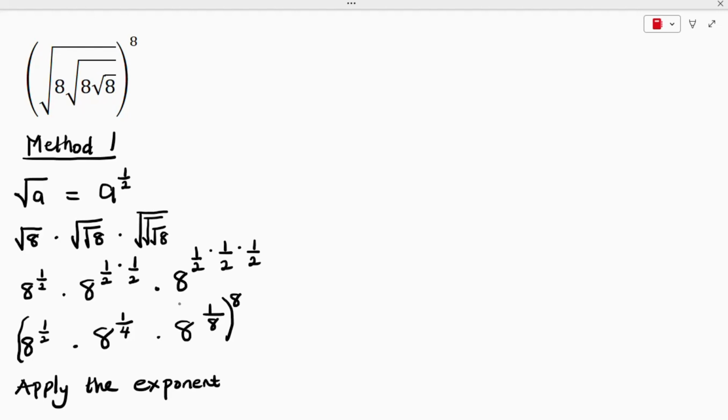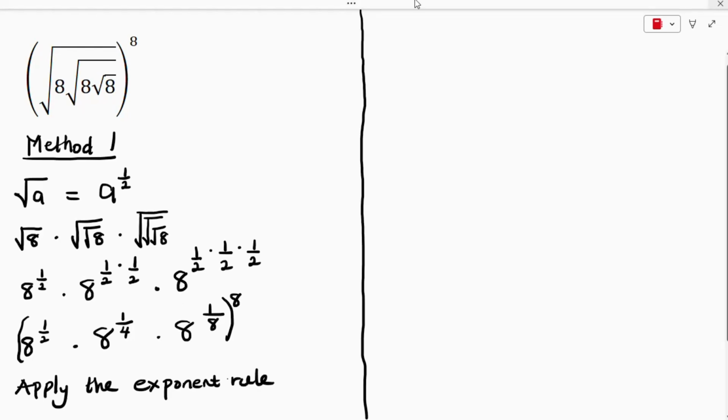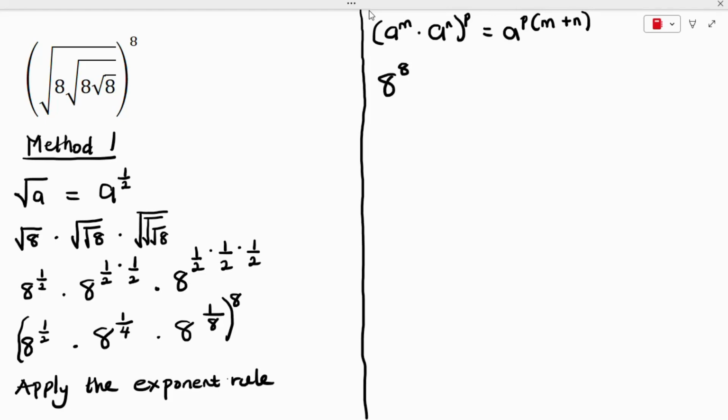The exponent rule states that if we have a raised to the power of m multiply a raised to the power of n multiply a raised to the power of p, this is equal to a raised to the power of m plus n plus p. So let's apply this here. We have 8 raised to the power of 1 over 2 plus 1 over 4 plus 1 over 8, right?